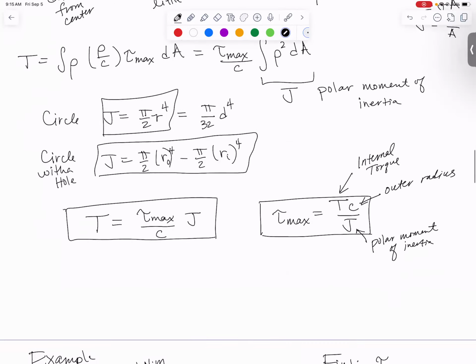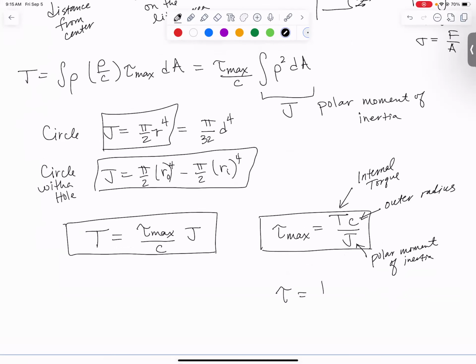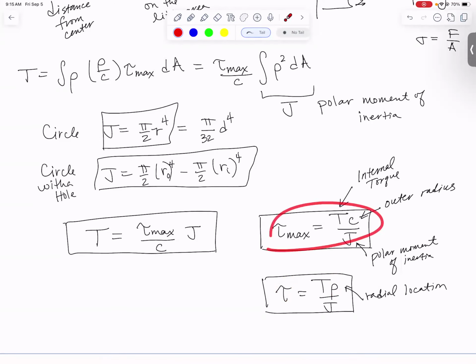The other way you might see this is tau is T rho over J. This is the exact same equation, but instead of finding the max stress, if I want to find the stress somewhere else in my circular shaft, not at the max location, I can plug in rho instead of c, where rho is just the radial location. So if the outer radius is a 1/2 inch and you want to find tau max, you plug in a 1/2 inch. If you have the same shaft, but you want to find the stress a 1/4 inch out, you plug in a 1/4 inch.